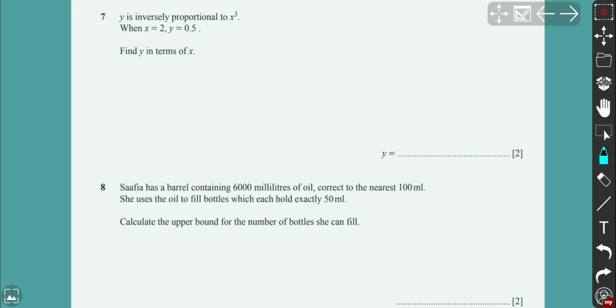All right, let's move on. Number 7: y is inversely proportional to x cubed. Once you hear that, you set up k over x cubed. That's the formula. When x is 2, y is 0.5. So you plug in those values, y is 0.5 and x is 2, and you get k over 2 cubed, which is 8. So k is going to be 4. Find y in terms of x. The final formula is going to be y equals 4 over x cubed. All right, that's the final answer.